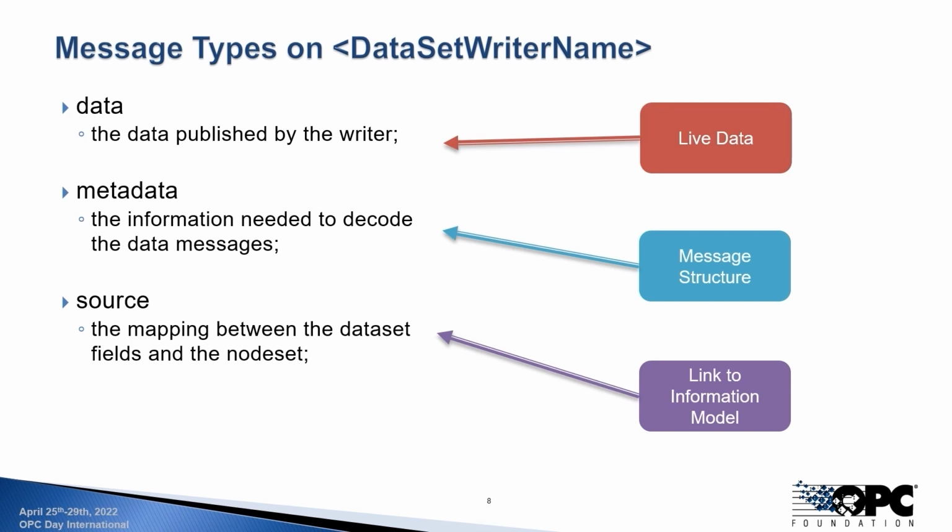So it's basic information that is useful to a subscriber. Now, if you want the complete context of where this data is coming from, the source provides a mapping between all of the fields that are in the data message and nodes in the node set that was published at the publisher level. And so this is sort of the first breadcrumb. So you get your data, you can get your metadata, and you go from your source. And that allows you to go back to the node set and get the actual nodes.